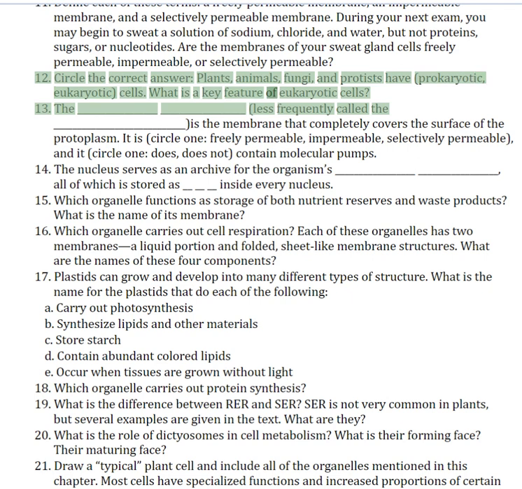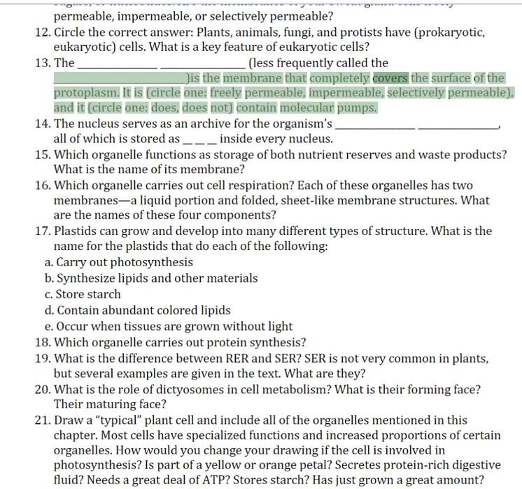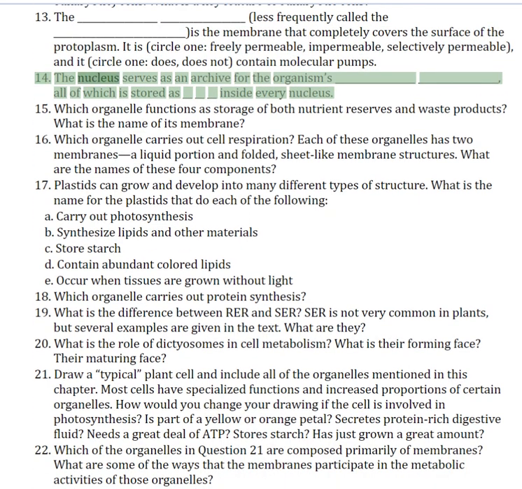What is a key feature of eukaryotic cells? 13. The less frequently called the is the membrane that completely covers the surface of the protoplasm. It is, and it contains molecular pumps. 14. The nucleus serves as an archive for the organisms, all of which is stored as inside every nucleus.